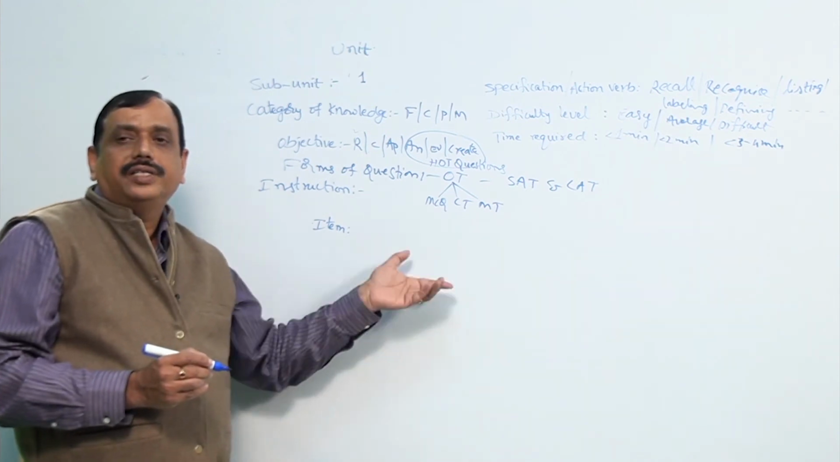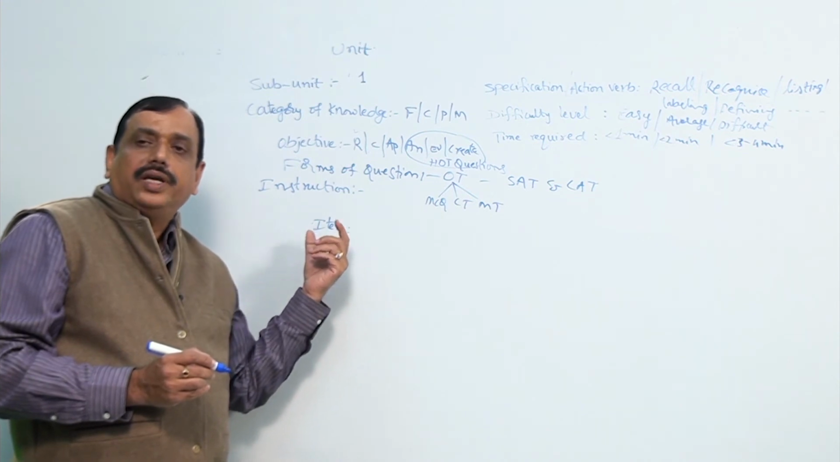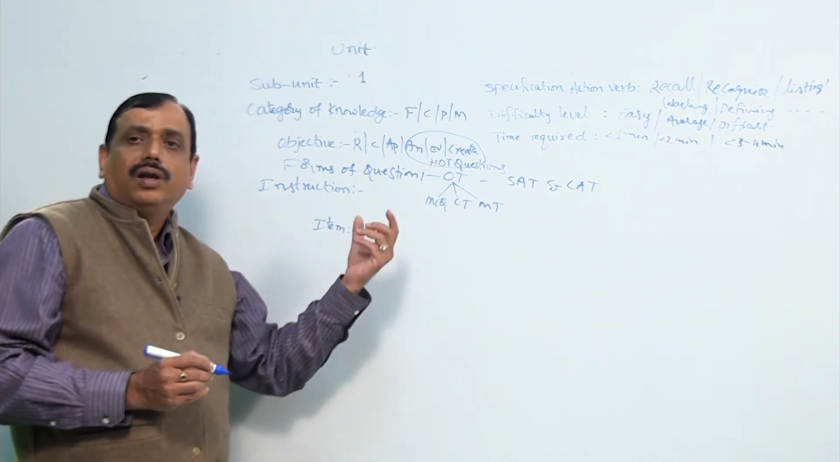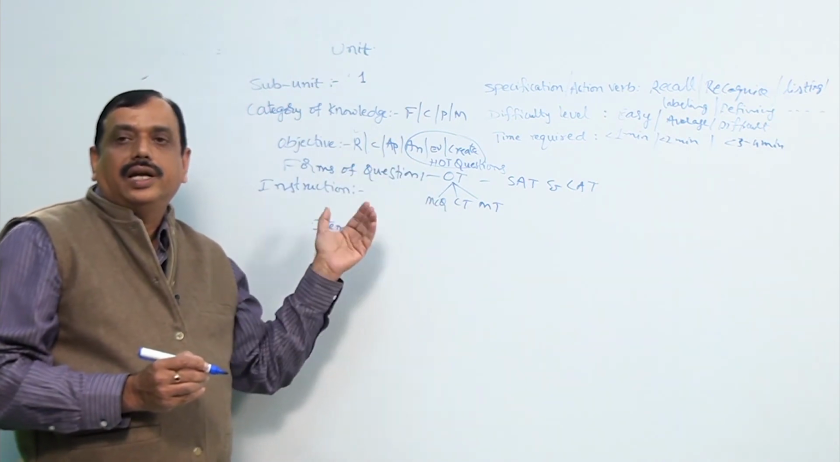If it is a matching type question, my instruction is: match the column A factors with column B with the given conditions as the relationship.